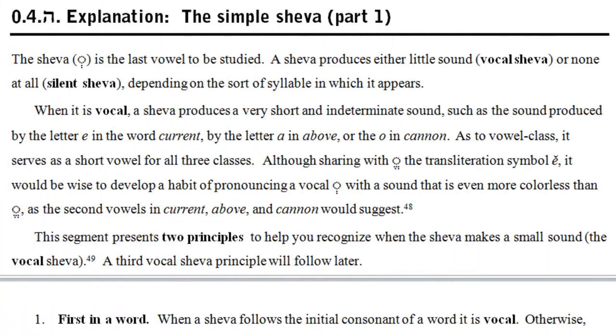Efes Nikud Arba Nikud He. Explanation. The simple Shava, Part 1.